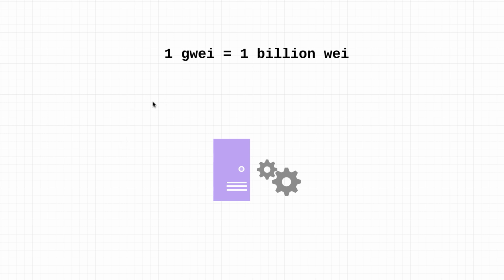So either way, I decided to do a little bit more research online. So the very first thing that I learned is that when measuring gas, it's typically measured in gwei rather than wei or ether. And just as a reminder, 1 gwei is equal to 1 billion wei.